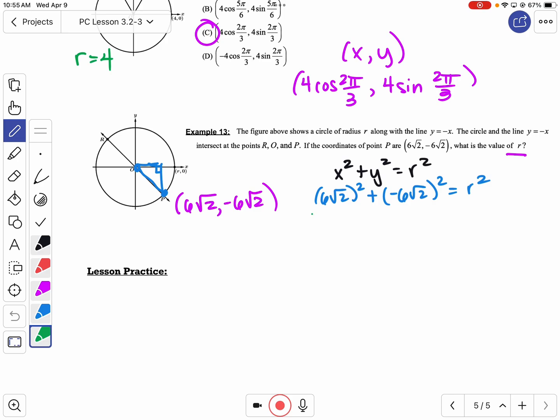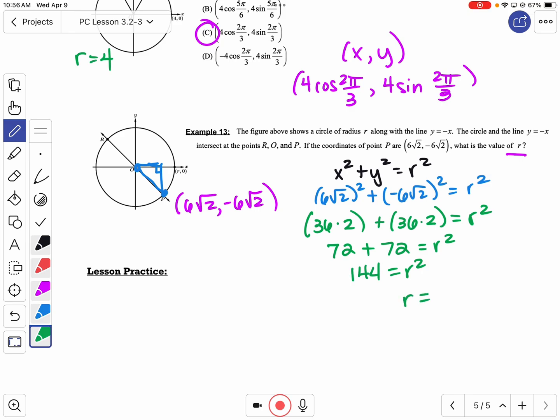If I take 6 and square it, I get 36. If I take square root of 2 and square it, what do I get? 2. So you're going to have to remember that you got to square both of those things. Plus negative 6 squared, I get 36. Square root of 2 squared, I get 2. So I'm getting 72 plus 72 is r squared. 144 is r squared. So what's my radius? It's 12. So just use the Pythagorean theorem on that one: x squared plus y squared equals r squared.